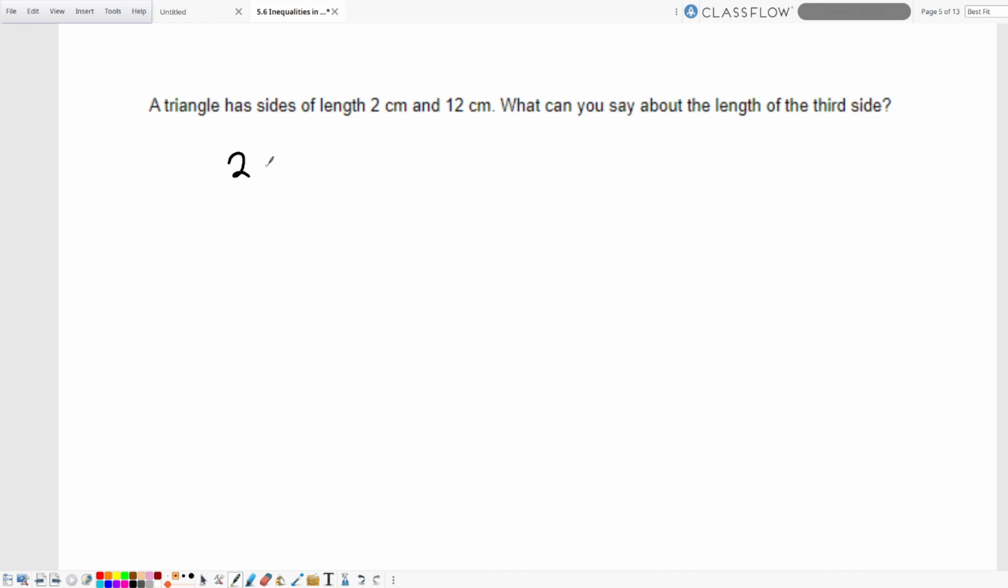So we have 2 plus 12 has to be greater than x. We're going to find the longest side, and then we would also say 2 plus x has to be greater than 12. This is saying that 12 is the longest side, so we're finding out another small dimension. Then we're just going to solve both of these. So 14 is greater than x, which means that x would have to be smaller than 14. And then over here you would subtract 2 and get x has to be larger than 10. So between 10 and 14 would be the possible dimensions.